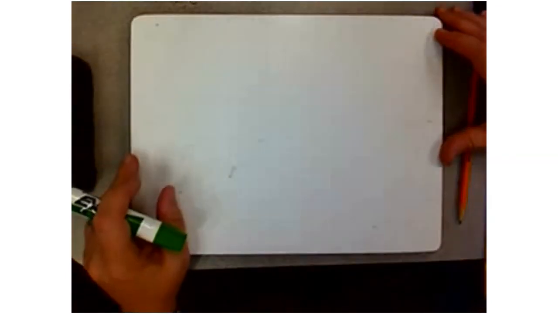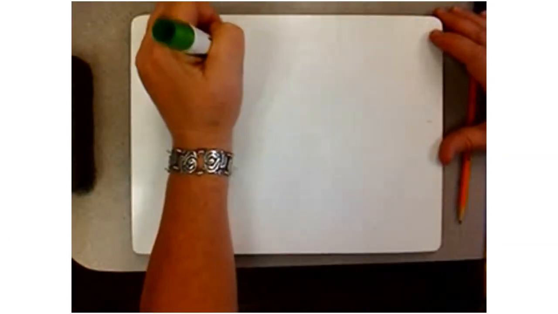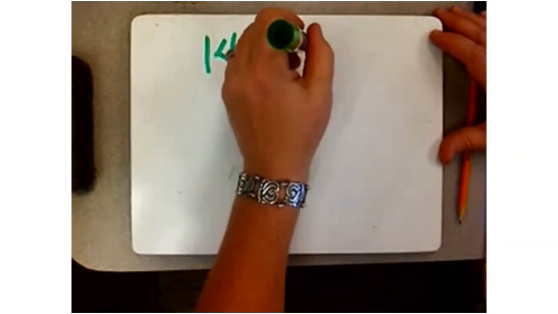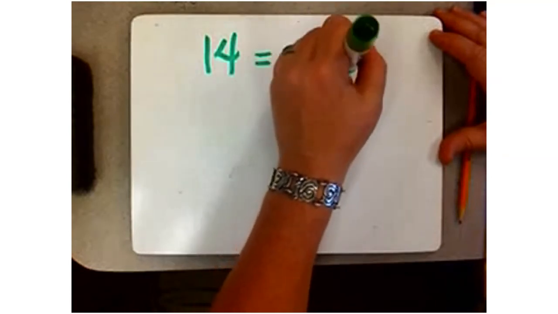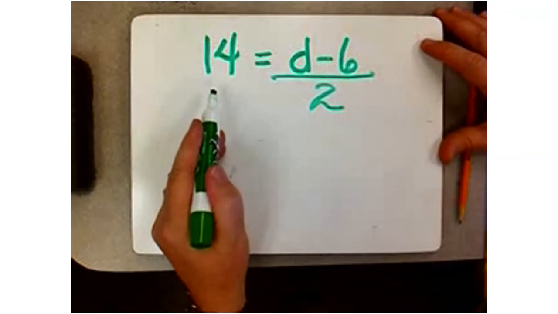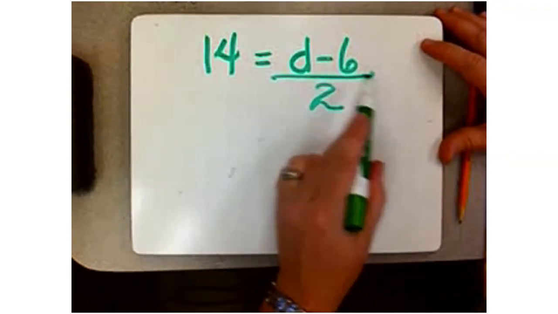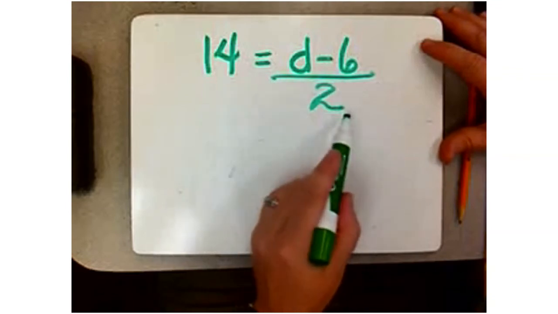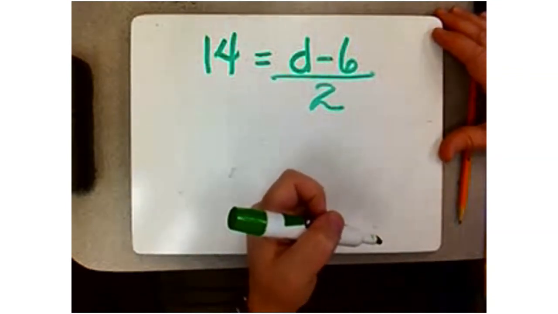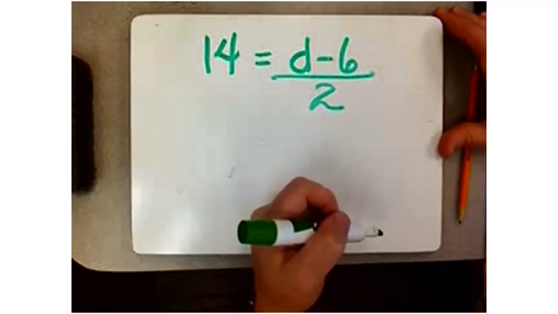All right, so I'm going to give you one to do on your own. 14 equals d minus 6 all over 2. Pause the video, work the problem, start the video up again, and I'll show you the solution.